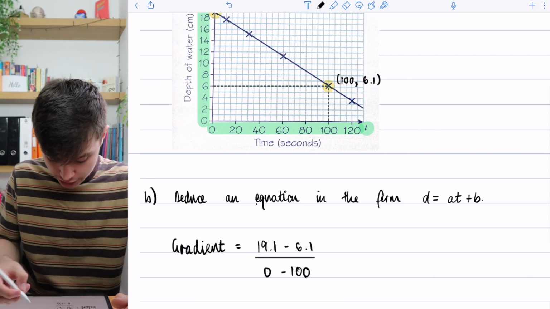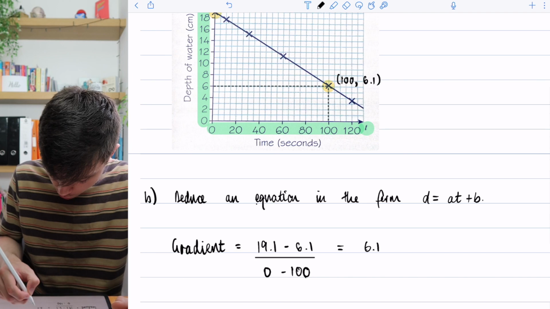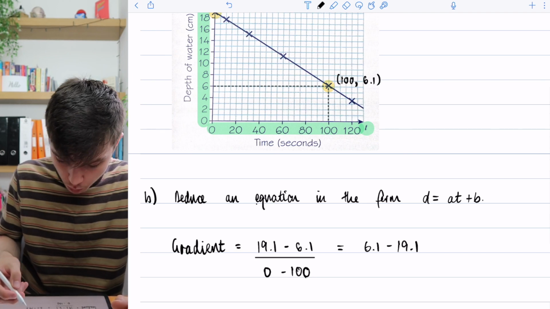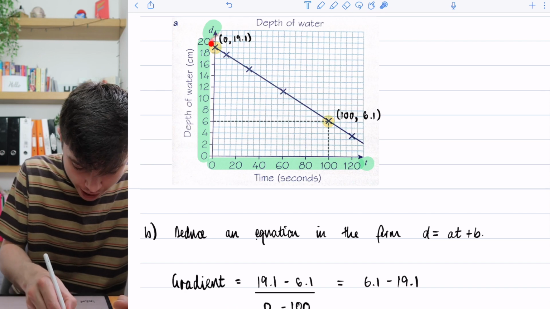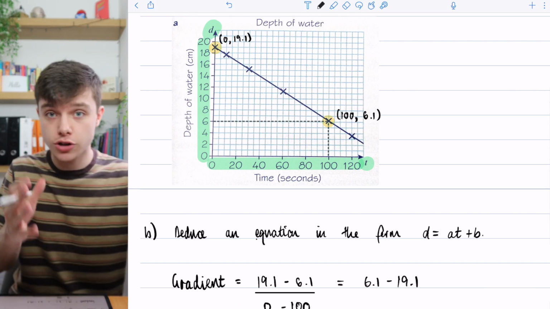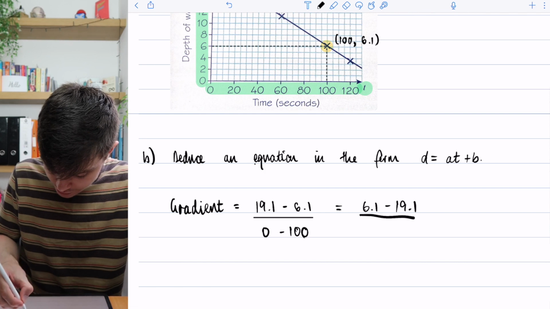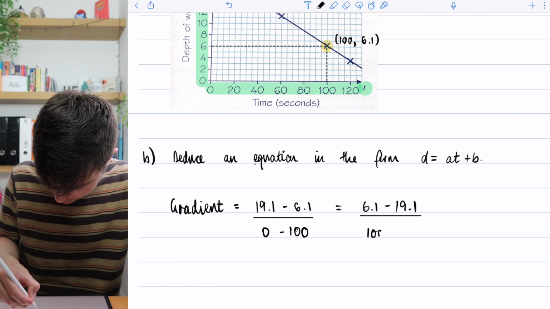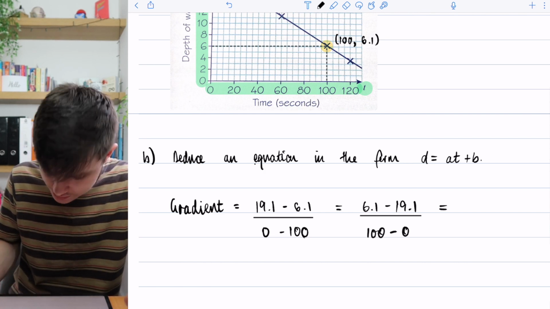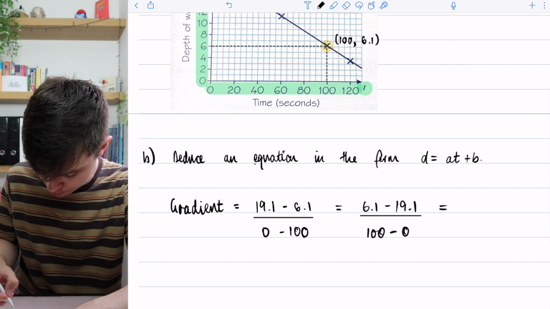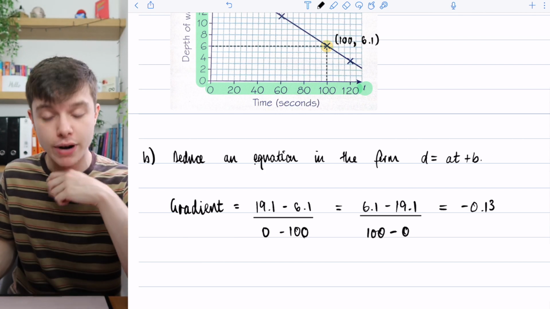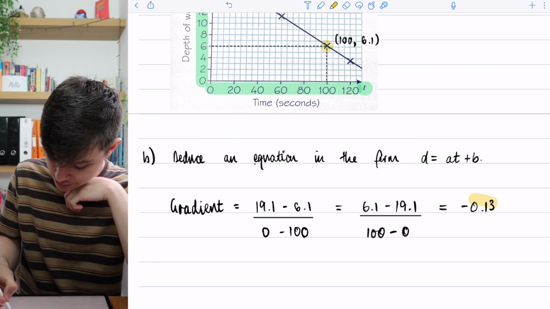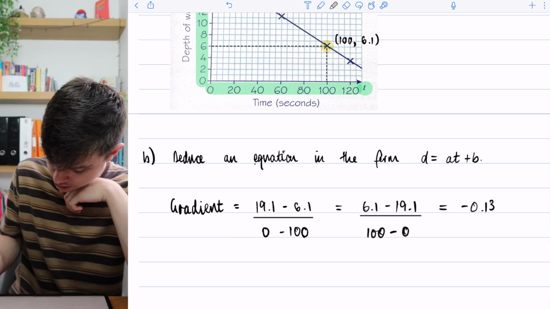You could have also done it the other way around. You could have said 6.1 minus 19.1. So this coordinate take away this coordinate, doesn't matter as long as you keep it the same. Divided by 100 take away 0 would have given you the same answer, and we'll take it from the book, is minus 0.13. Okay, so that is the gradient. I won't highlight it in yellow actually because it's not the answer.